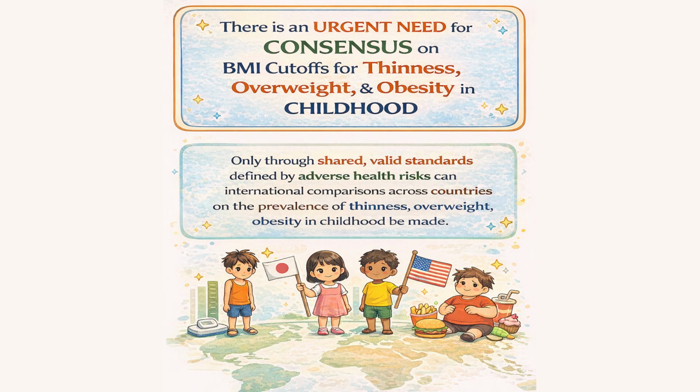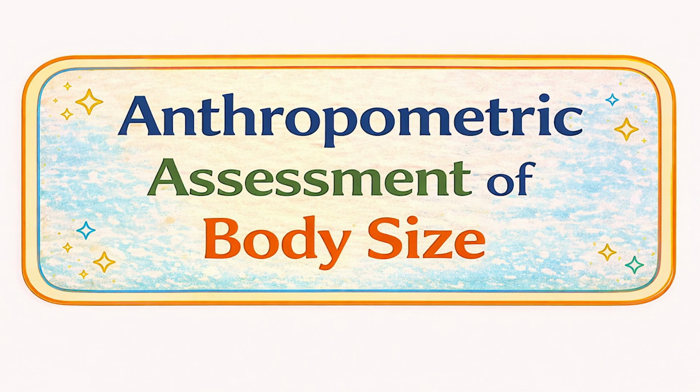Clearly, there is an urgent need for consensus on BMI cutoffs for thinness, overweight and obesity in childhood that are defined by adverse health risk. Only in this way can valid international comparisons across the countries on the prevalence of thinness, overweight and obesity in childhood be made. Now, anthropometric assessment for body size.